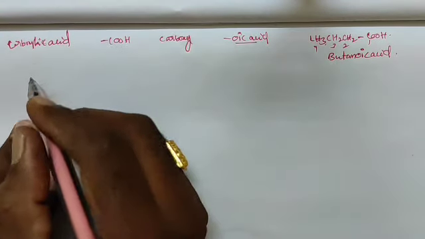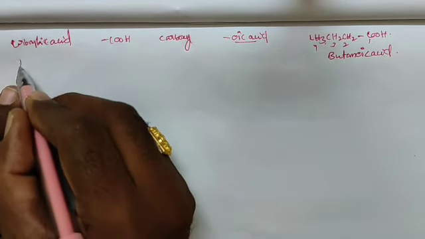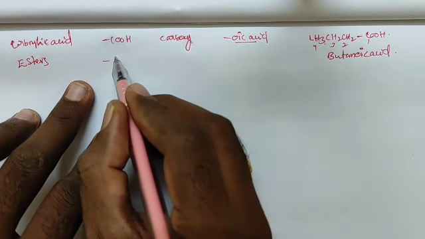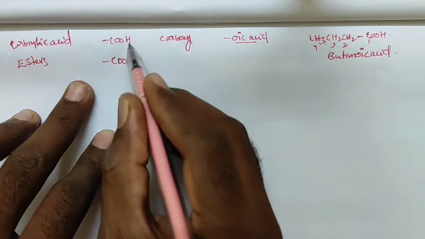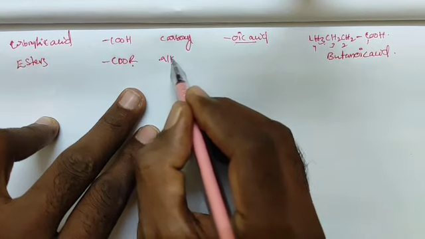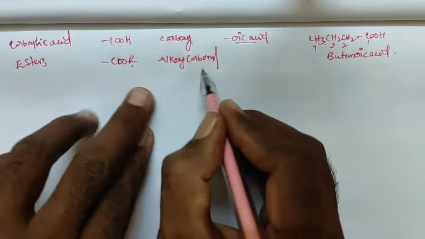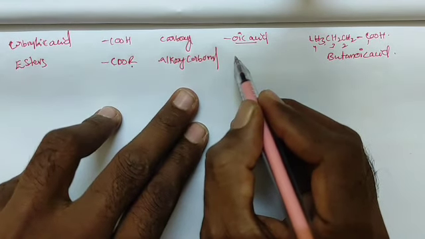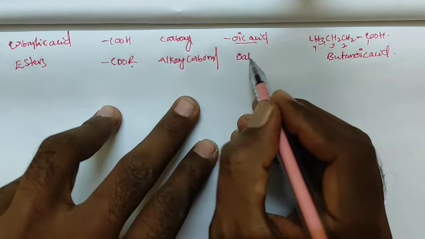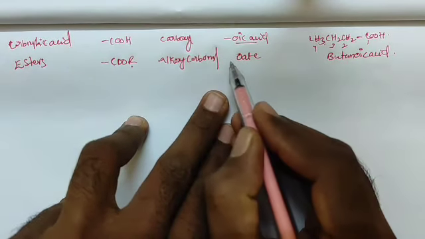Next, after carboxylic acid, you can take esters. The ester structure is COOR. Here it is COOH, and this is COOR. The prefix is alkoxycarbonyl. The suffix is oate.